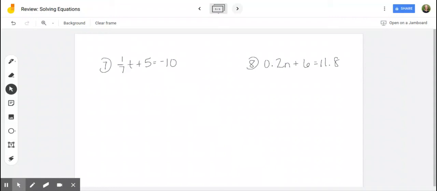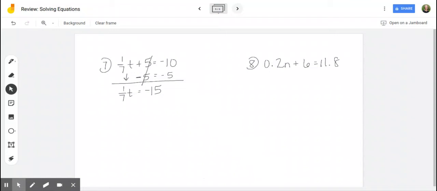The inverse or opposite of a plus 5 is -5. So I brought down my 1/7 t, my 5's canceled, and -10 minus 5 is -15. Be really careful that you're doing that correctly.